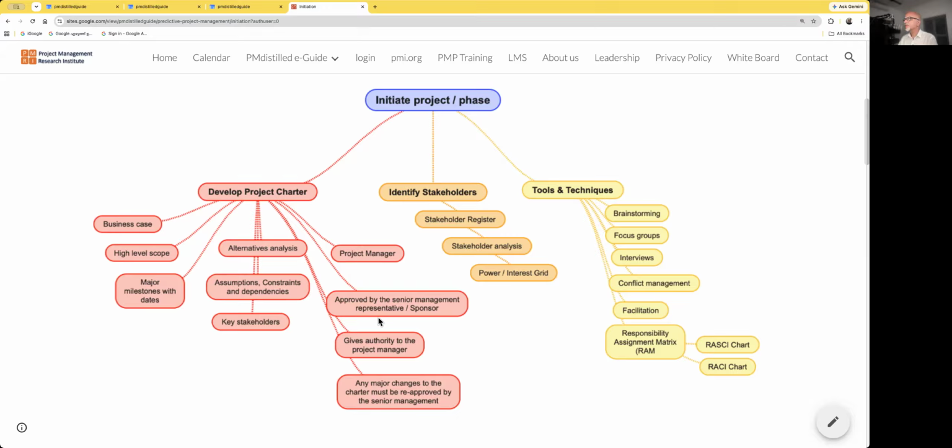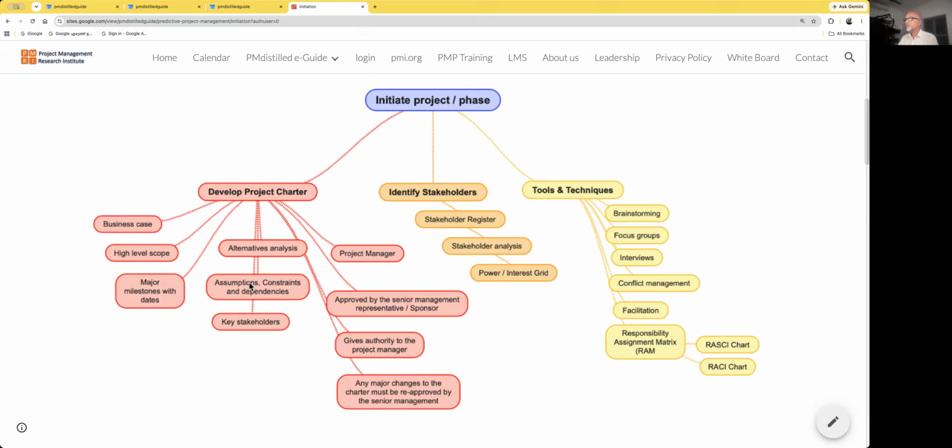And the project charter is approved by the senior management representative or the sponsor. So this becomes a very authentic document. If somebody asks you, who appointed you as a project manager for a particular project, then this is the only document which you can show because it is approved by the senior management. Hence, we say that a project charter gives authority to the project manager.